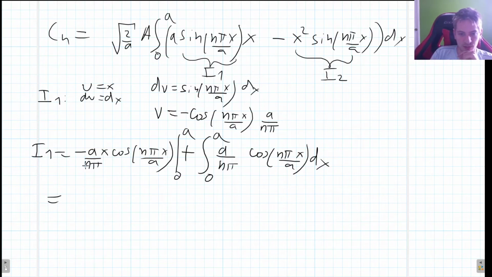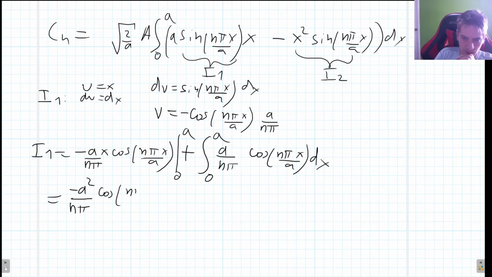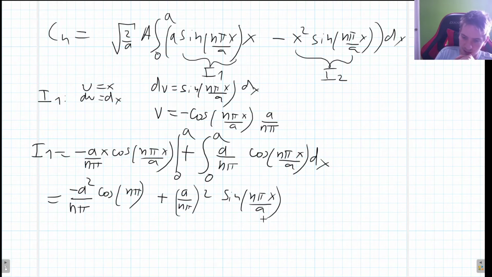Now we evaluate the limits in this first part, so we get minus a squared divided by n pi cosine of n pi. These a's will cancel out, and the second term is just 0 because there's an x there that will be 0. And this integral right here will be a divided by n pi squared, because we have to integrate this, which is the sine of n pi x divided by a, and there comes this factor a over n pi because of the chain rule, as we have already done many times, evaluated between 0 and a.